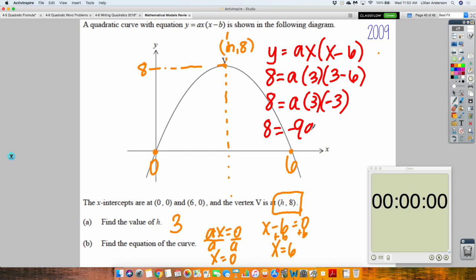Look at your A value. I don't know. I guess I'm not explaining it right. Order of operations. 3 minus 6 is a negative 3. 3 times negative 3 is a negative 9. Divide both sides by negative 9, and A equals negative 8/9. Negative 8/9. Order of operations. So your equation is y equals negative 8/9 x minus 6.